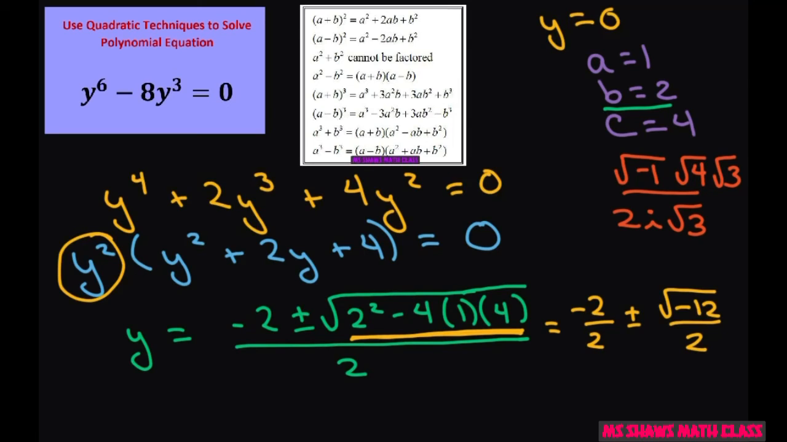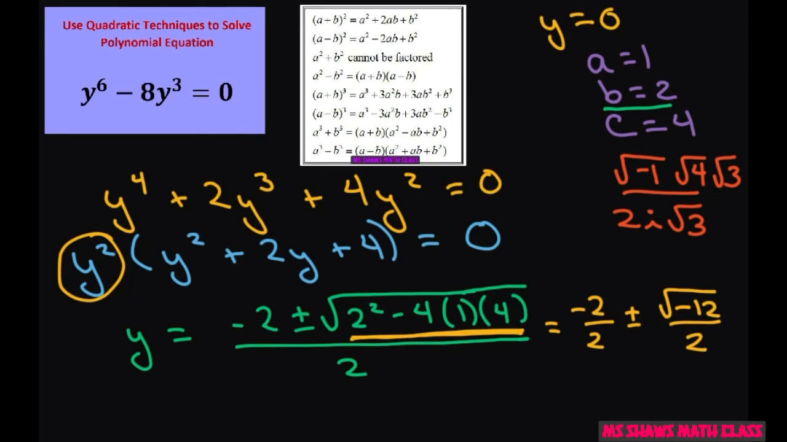So I don't know if I'm going to get this. Okay, let me see if I can get this. Oops, sorry. So we have y equals negative 2 divided by 2 plus or minus, square root of negative 12. I can't remember.